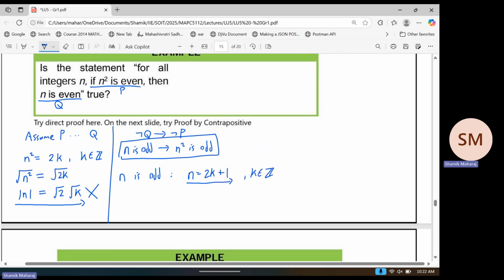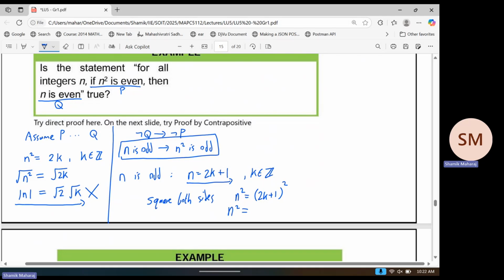From here, can I then square both sides and show I get an odd number? I hope I can. Let's try it. Square both sides. Then we get on this side n squared. On this side, we get 2k plus 1 squared.